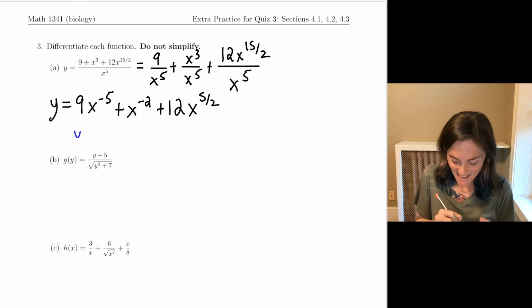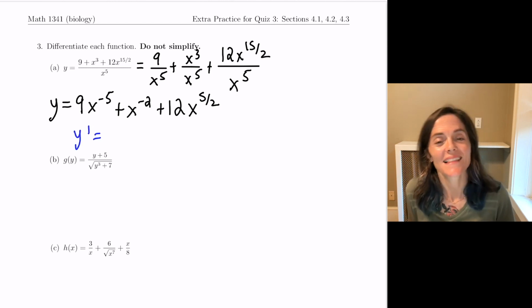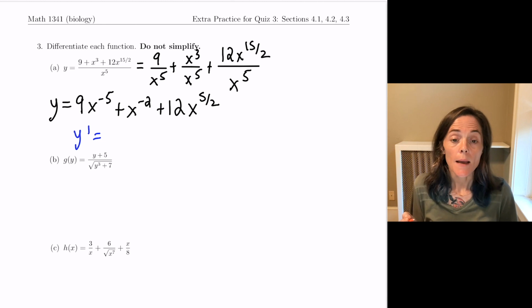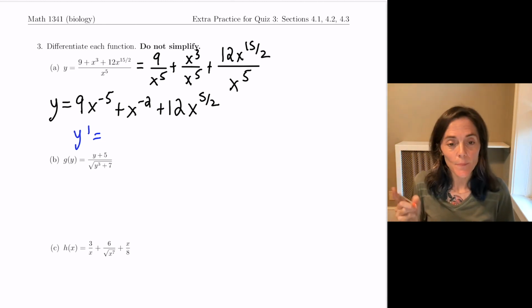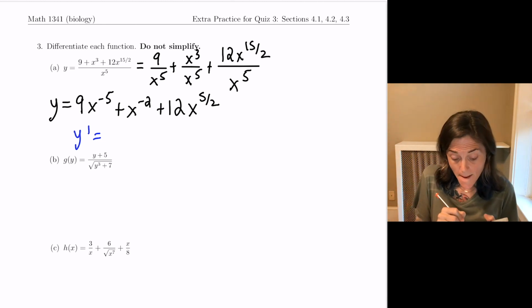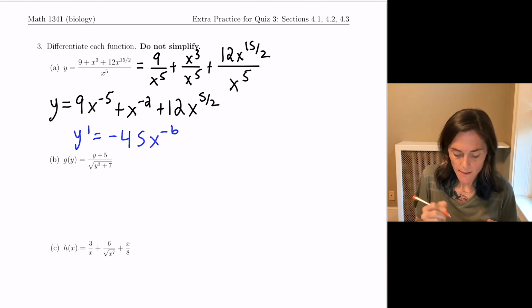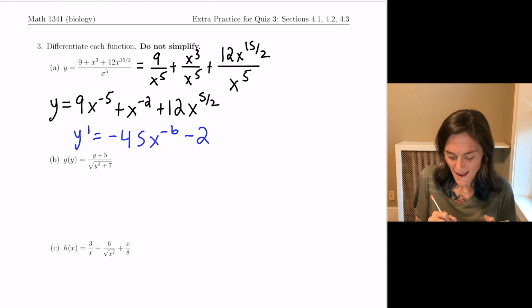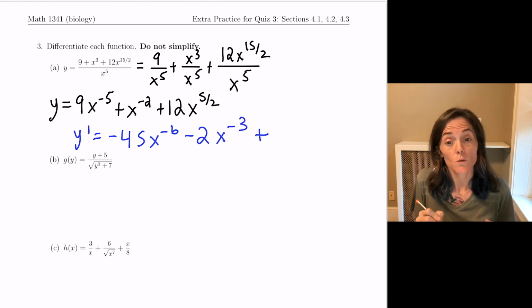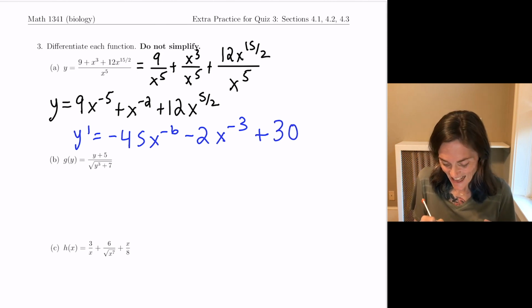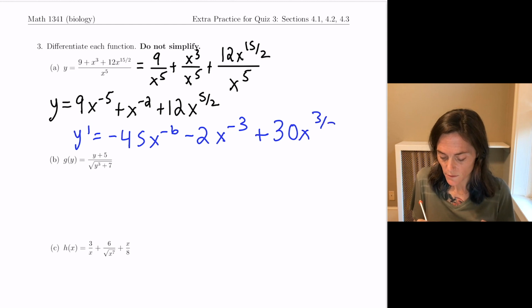Now we can calculate y prime. This I will do in blue. Power rule, power rule, power rule. We have minus 45 x to the minus 6. Okay, minus 2 x to the minus 3. Okay, we have, this will be 12 over 2, which is 6 times 5, 30 x to the 3 over 2.